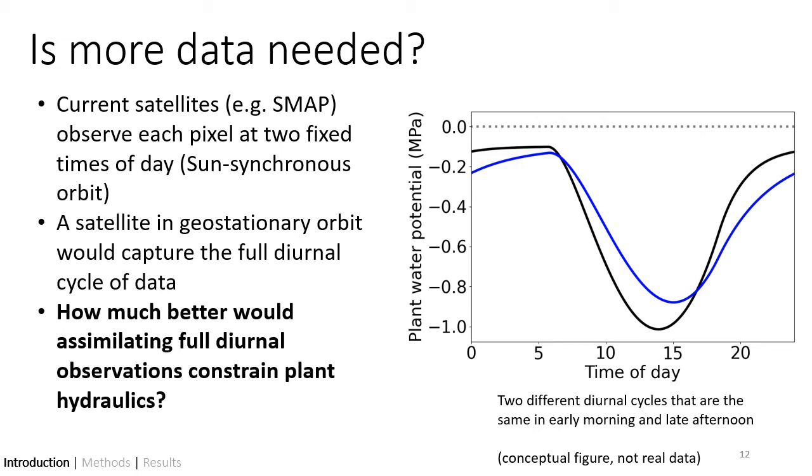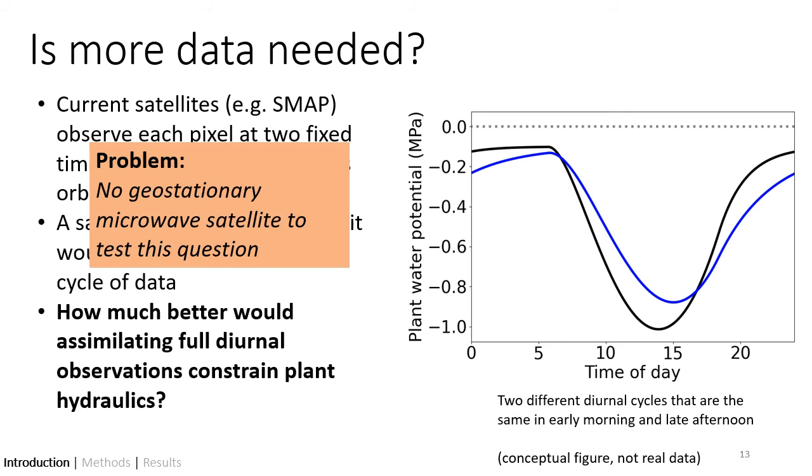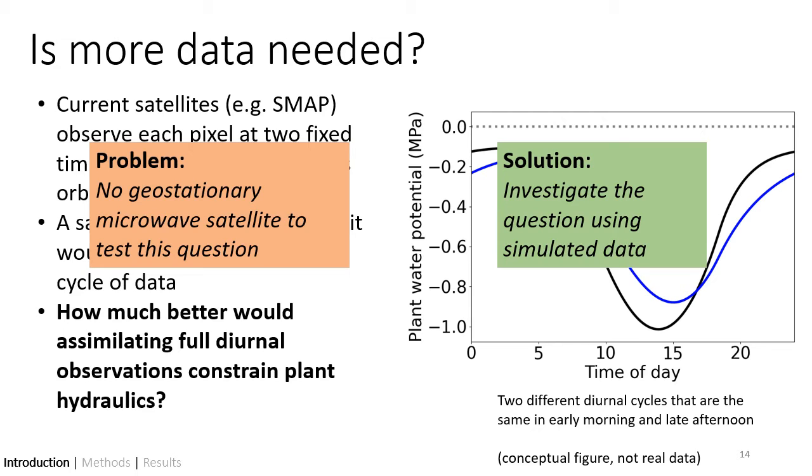on plant hydraulics. So with this study, we wanted to ask the question, how much better would assimilating full diurnal observations, such as those from a geostationary orbit, constrain plant hydraulic traits and states compared to assimilating data from a sun-synchronous orbit? Now, we don't actually have a geostationary satellite that does microwave remote sensing in orbit currently, so we're going to investigate this question using simulated data.